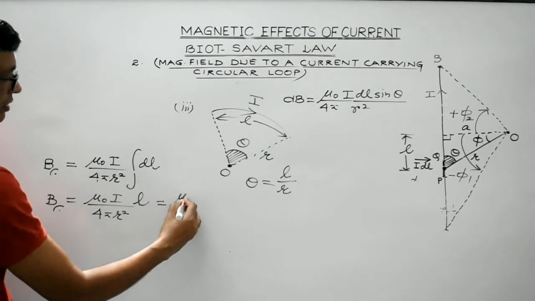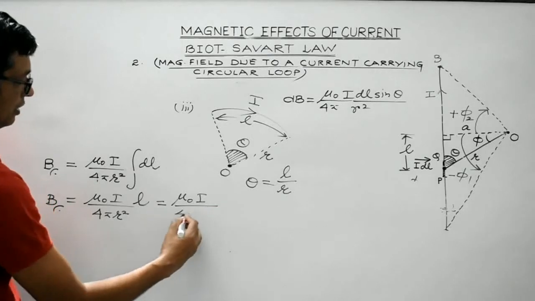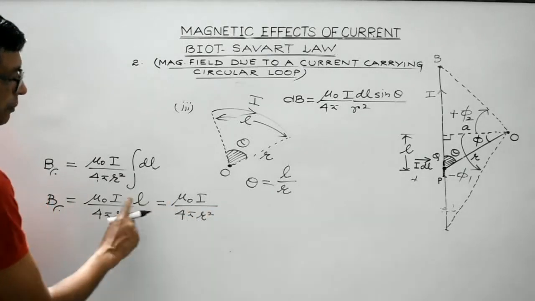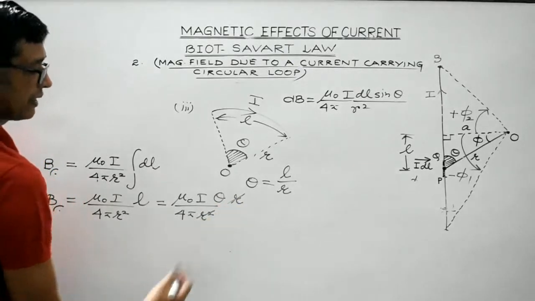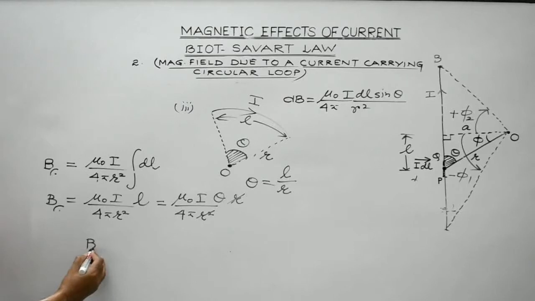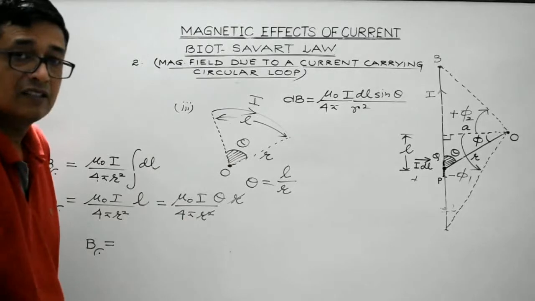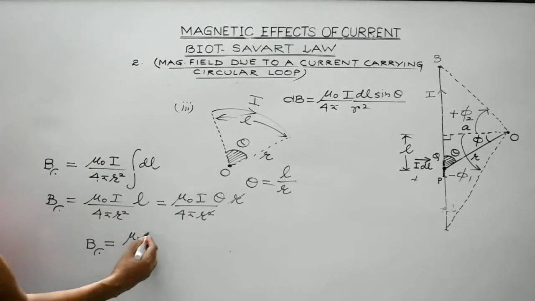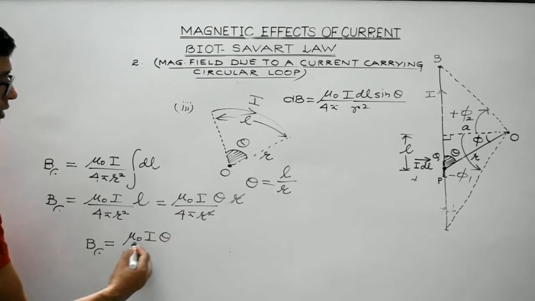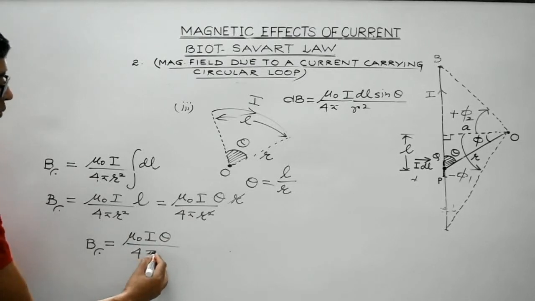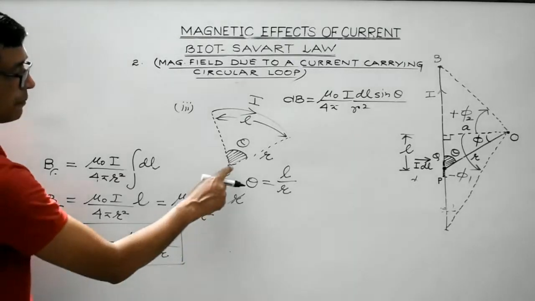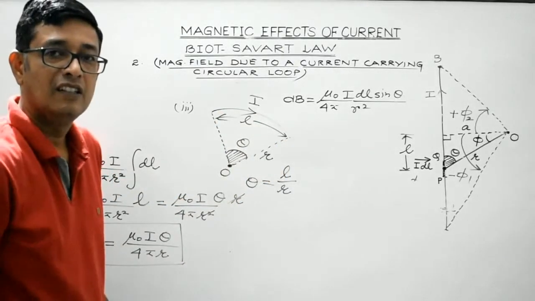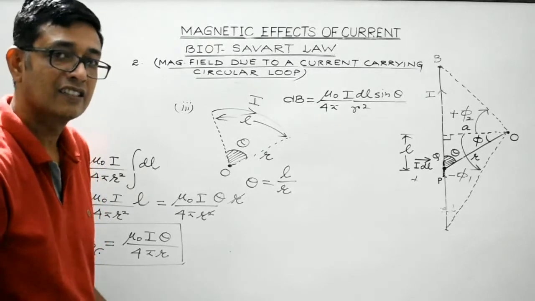So it can be written as mu naught I divided by 4 pi r square. In place of L, write theta into r. This r gets cancelled. So we are left with magnetic field at the center due to current carrying arc given by mu naught I theta divided by 4 pi r. This is the magnitude of the magnetic field at point 2 due to this current carrying arc subtending an angle theta at its center, right?